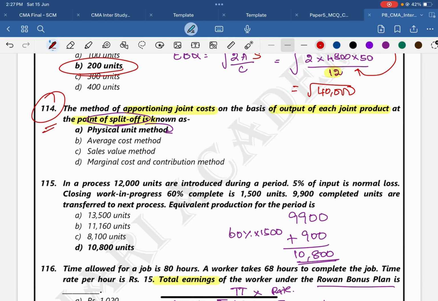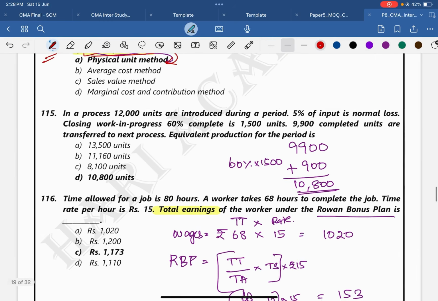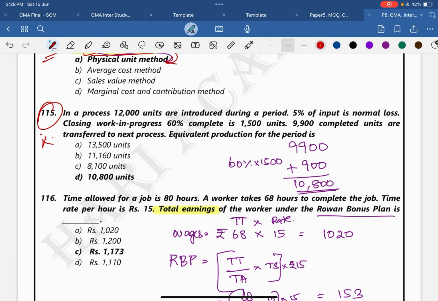Then question number 104. In the method of appropriating joint cost on the basis of output of each joint product at a split-off point, we will use the physical unit method. 115, interesting question. We have already done it. If you want, you can try it.